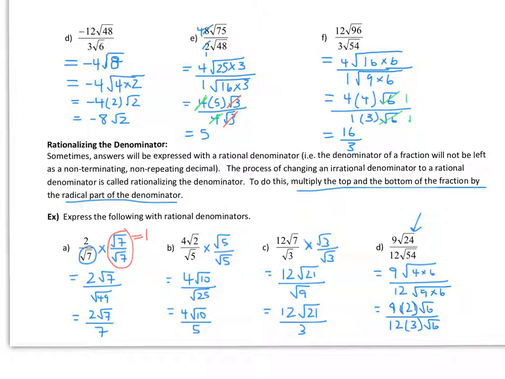Hopefully they make sense. For part D, I broke down 24 to be a 4 times 6 and the 54 to be a 9 times 6. That gives me 9 times 2 and a 12 times 3, and they're both times root 6. So those root 6s can reduce. I can reduce further here. 3 goes into itself once and goes into 9 3 times. I could take the 3 and the 12. 3 goes into itself once and into 12 4 times.